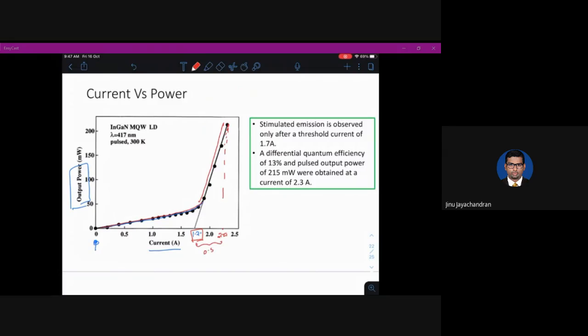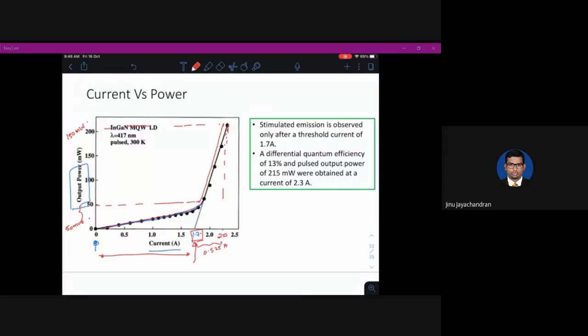Within a change of 0.525 amps, the optical power generated has changed from 50 milliwatt to 200 milliwatt, which is a 150 milliwatt change. But between 0 and 1.7 amps, there is a change of only 50 milliwatt. So this 1.7 amps is the threshold current. After the threshold current, there is a huge change in the output power. Also, the quantum efficiency is about 13%, and the pulse output power is around 215 milliwatt at 2.3 amps. If you look at that, this is around 213 milliwatt. So this is the current and power characteristic.